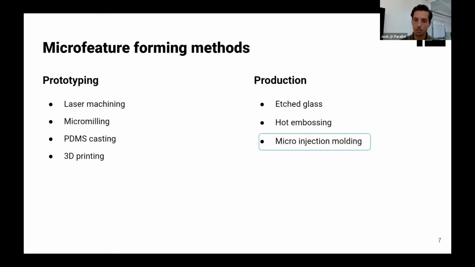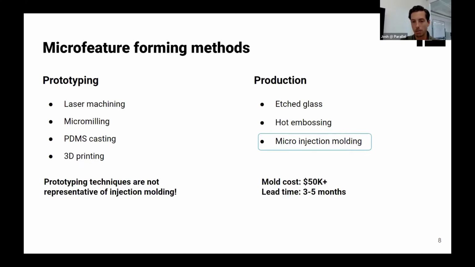And then on the production end of the spectrum, there's the whole world of glass, and you have etching processes there. You have hot embossing, but really probably the gold standard for microfluidic device production at the commercial level is micro injection molding. And the reason for that is that you can get really, really high volumes of products per year out of an injection molding process. The price per part comes down pretty low. And so when your design is locked and you're at full scale production, micro injection molding is a great way to form microfeatures into your devices.